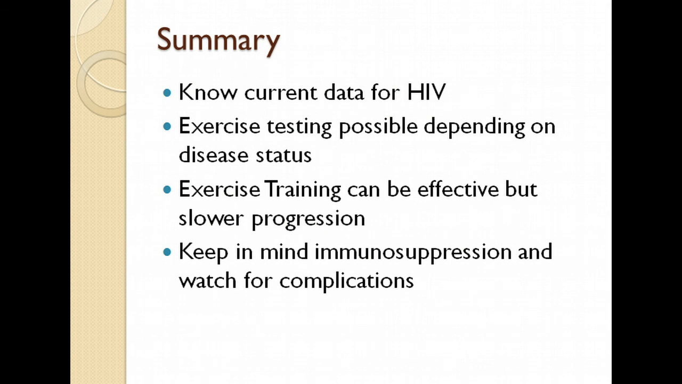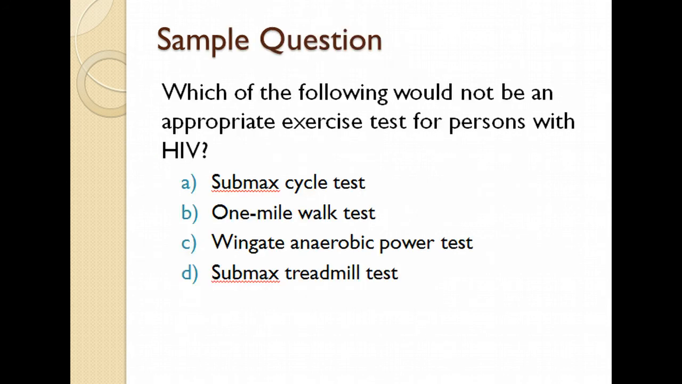So understand the current data for HIV, who are the populations that are disproportionately affected by ethnicity and race, where, how do rates of infection compare between large cities versus rural areas and smaller cities, how men and women have different rates of transmission, and that we can do exercise training and testing using mostly submax protocols, and that we need to be much slower in our progression of exercise, and that people can have complications and we have to worry about their immunosuppression.